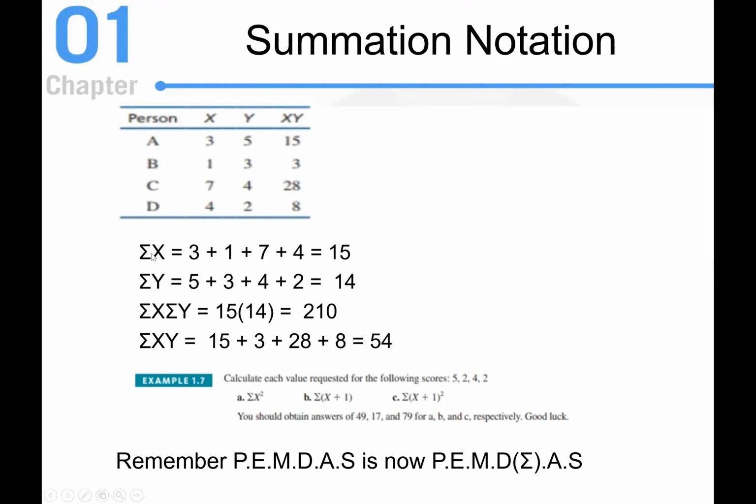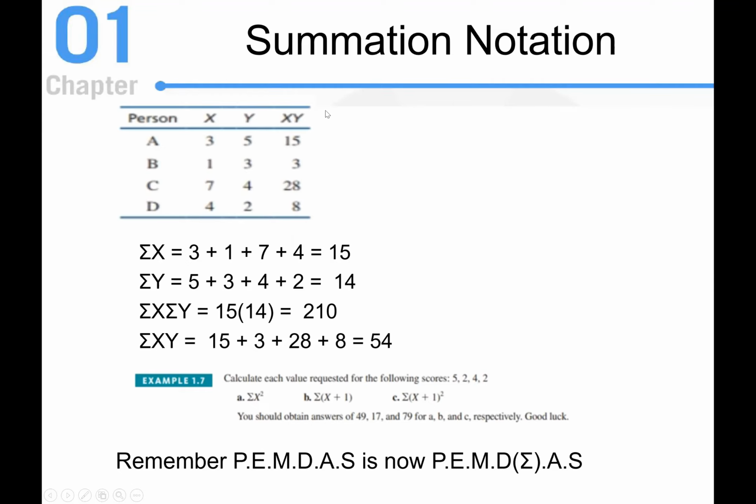If in this one we just wanted the sum of the X scores, to be specific, we would just add up 3, 1, 7, and 4. That gives us 15. If it said sigma Y, we just want the sum of the Y scores, which is 5, 3, 4, and 2, which would give us 14.